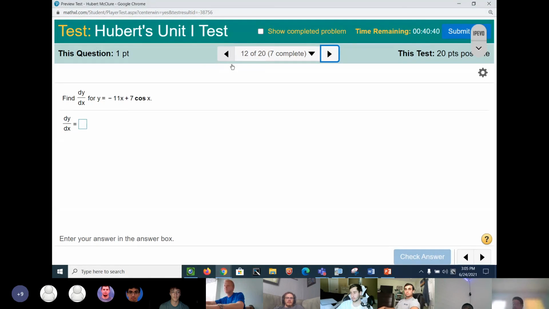Okay, here's another one. Why do I do that? Well, this one you need to pass muster on this test. Because if you can't pass this test, you don't need to go to second calculus. dy dx, y is equal to negative 11x plus 7 cosine of x.